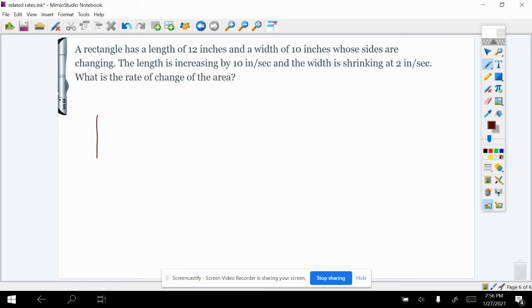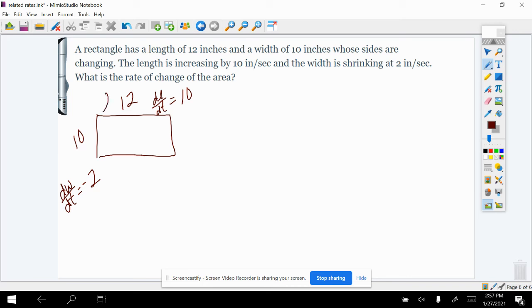So I'm going to draw a rectangle. That is the extent of my art ability. It has a length of 12 inches. It has a width of 10 inches. But those sides are changing. My length is increasing, so I'm going to call this dl/dt, increasing at a rate of 10 inches per second, while my width is shrinking, so that's going to be a negative derivative at a rate of 2 inches per second.